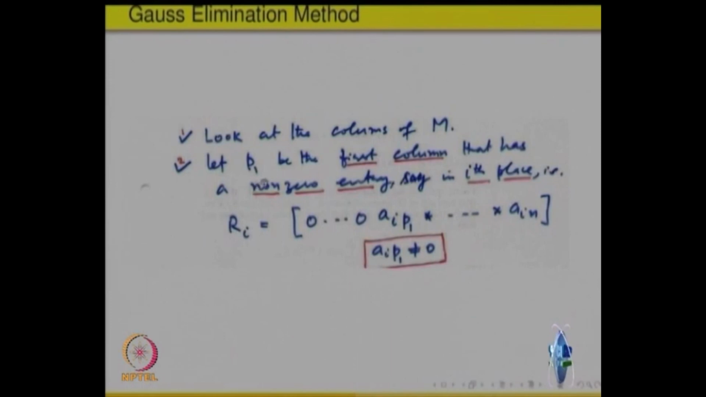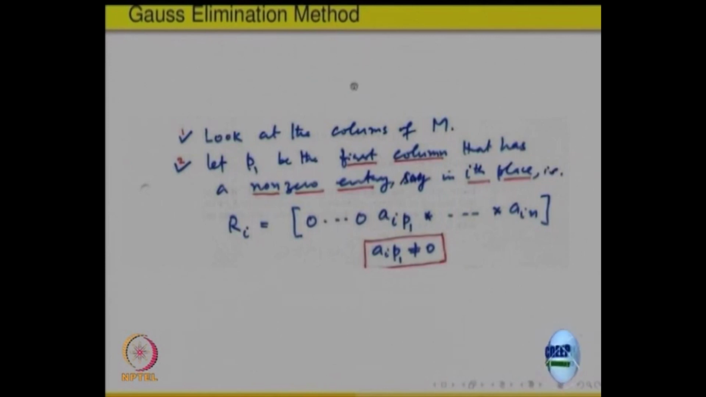It says look at the columns of M, and let P1 be the first column that has a non-zero entry, say at the ith place. So, this is what the ith row will look like: 0 0 0, and the first non-zero entry coming here.